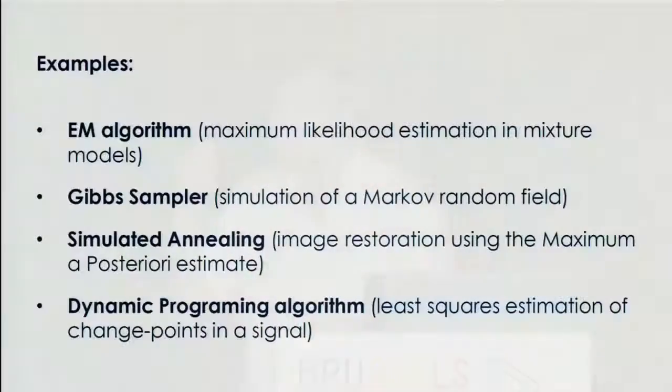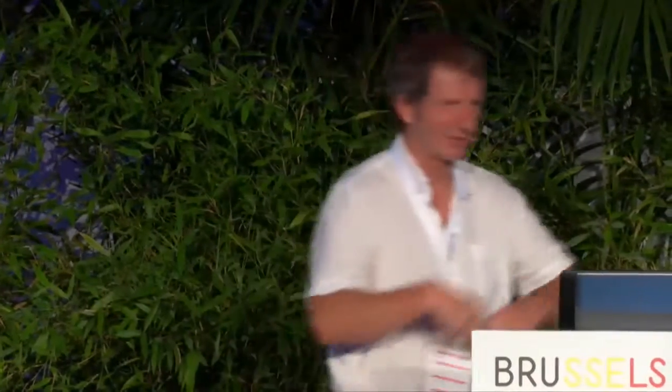So here are some examples of algorithms which are described and the student can easily implement. All these algorithms: EM for mixture models, a Gibbs sampler for simulation of a Markov random field, for example, simulated annealing for optimizing a complex function, or dynamic programming for a change point problem. All these algorithms are very, very easy to understand and very easy to implement. So that's important. They don't have to spend a lot of time doing that.